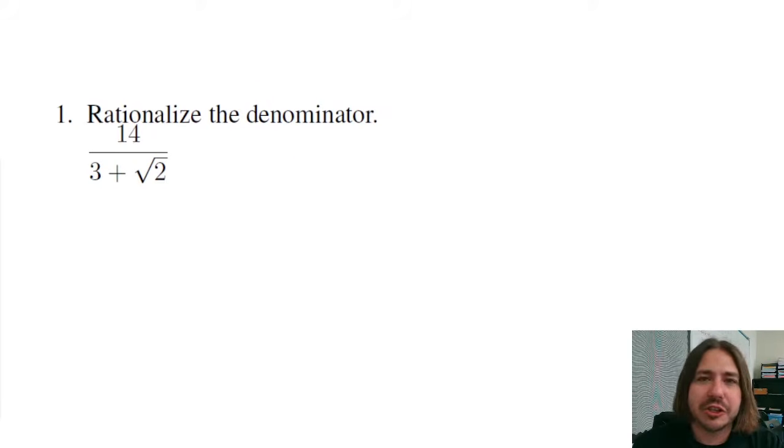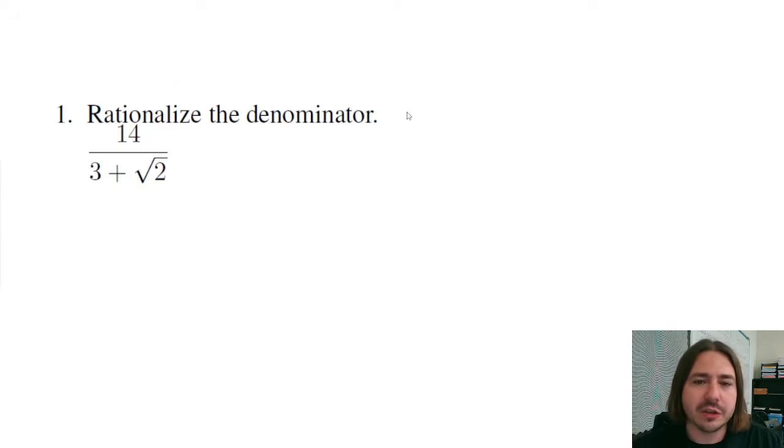Well, without further ado, let's start with number one. Number one says rationalize the denominator. And really what it's asking us to do is to rewrite this expression so that there's no square roots in the denominator. We have a rational number in the denominator rather than an irrational one.